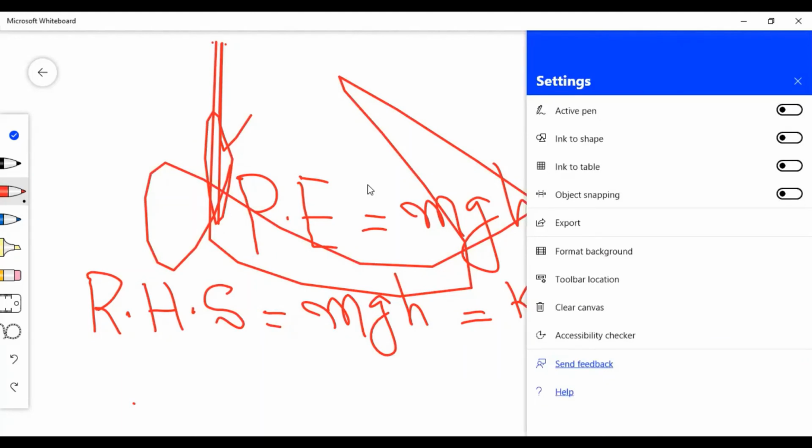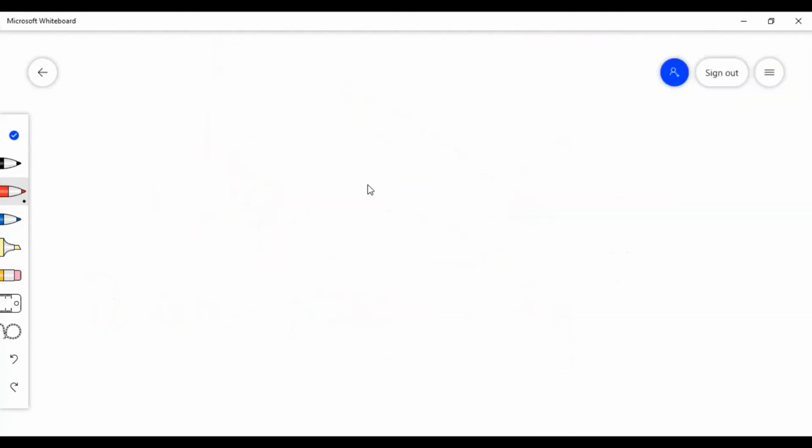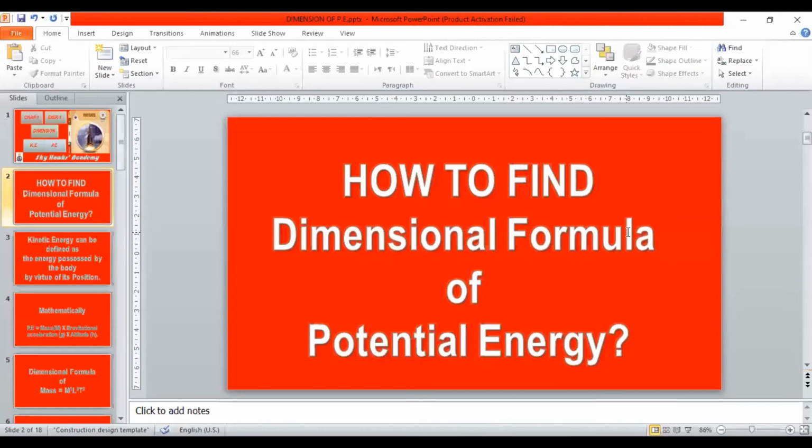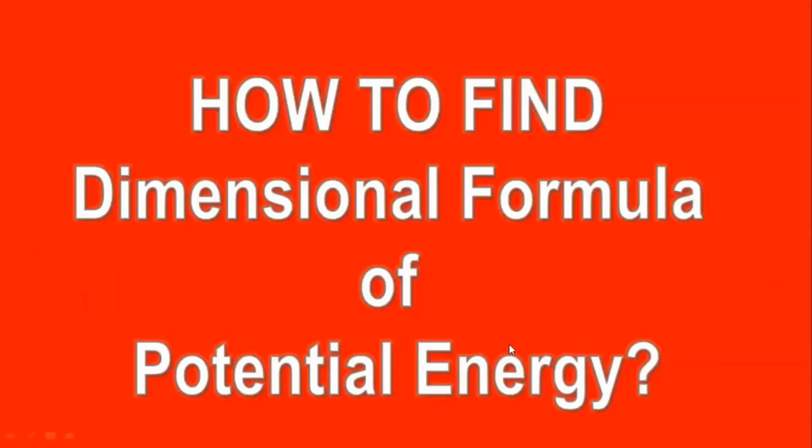So let me show the slides first, then you will be in a better position to understand that. So that is the potential energy. Now you can see this one. Are you looking at my screen?